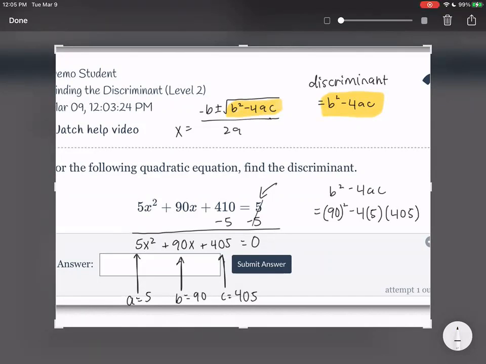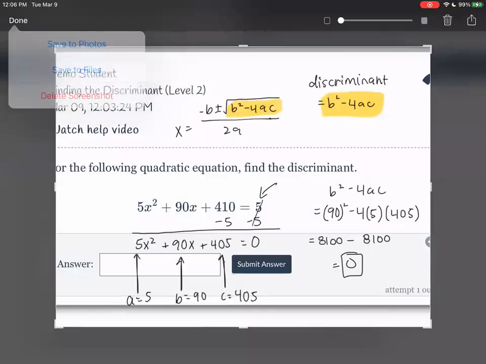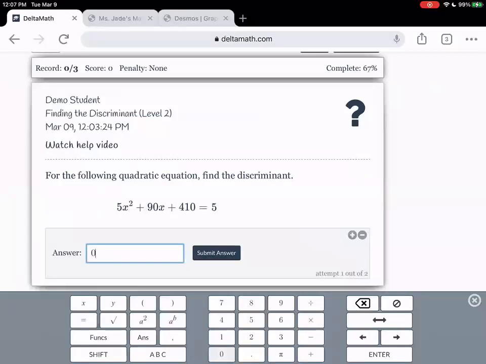So 90 times 90. 4 times 5 times 405. Okay. And then 8,100 minus 8,100 is 0. Our discriminant is 0. Are there any questions on this one? Okay, let's type in 0.